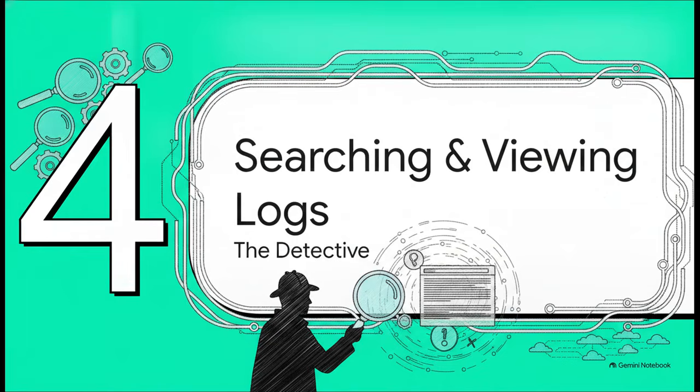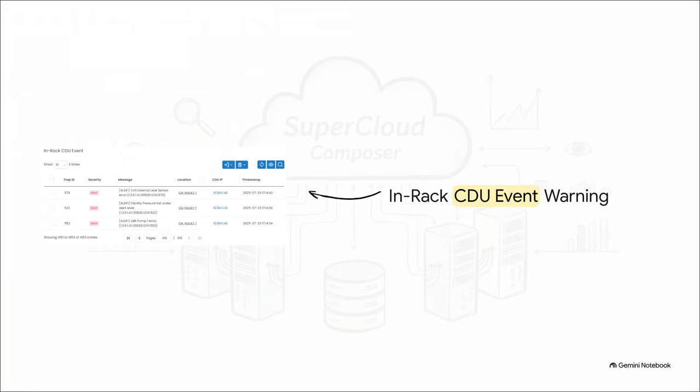Section 4. Searching and viewing logs. The Data Center Detective. Let's see how this builds in a real-world troubleshooting scenario. Take a look at this in-rack CDU event list. Look closely at the top message. It's a critical alert for a CH1 external leak sensor error. In a data center utilizing liquid cooling, a leak sensor alert is literally as high stakes as it gets. You absolutely need to be able to find this information instantly.